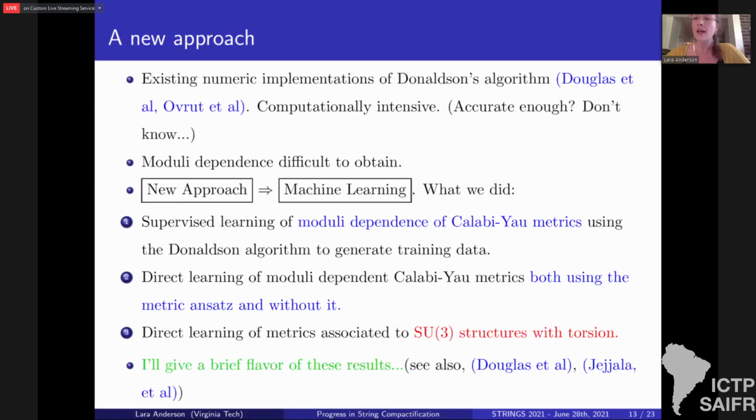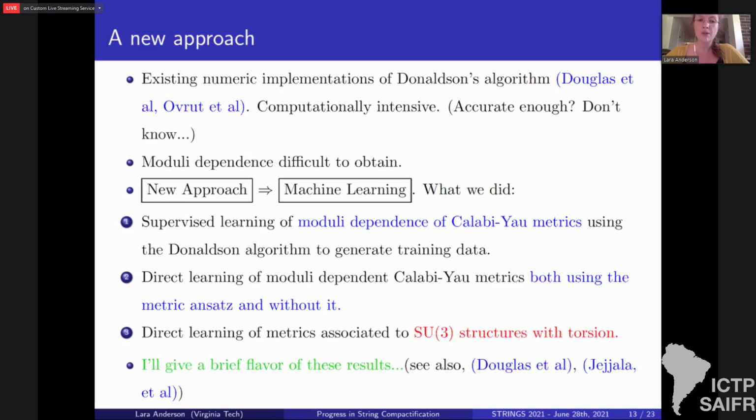So we devised a series of goals. We wanted to study supervised learning of moduli dependence of Calabi-Yau metrics using the Donaldson algorithm to generate training data. We used direct learning of moduli dependent Calabi-Yau metrics, both using a metric ansatz such as the Donaldson algorithm and without it.